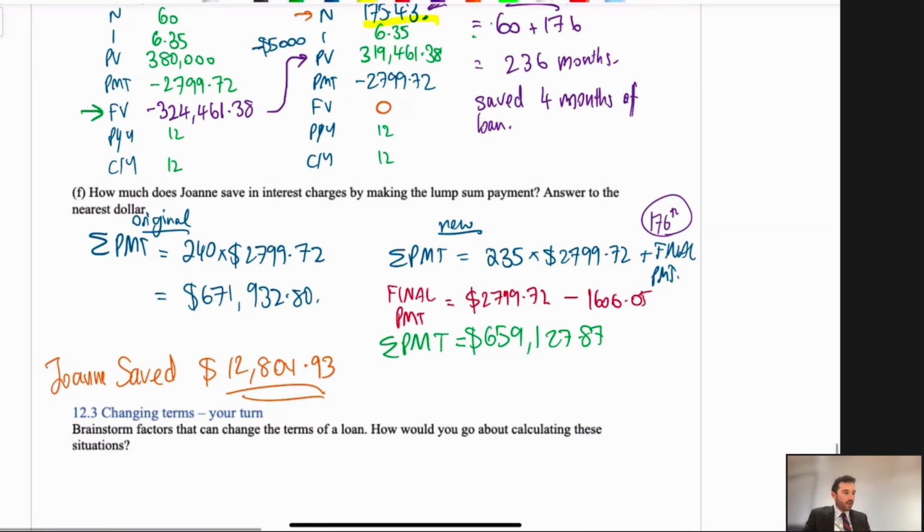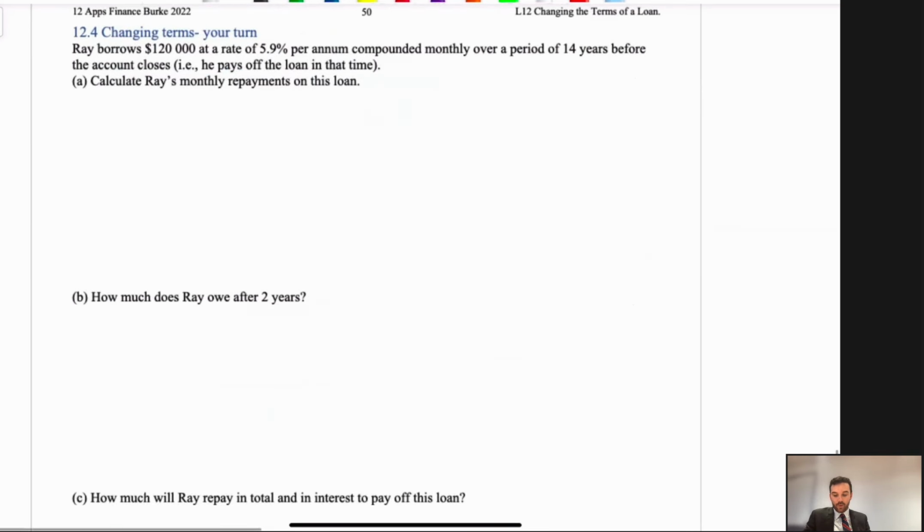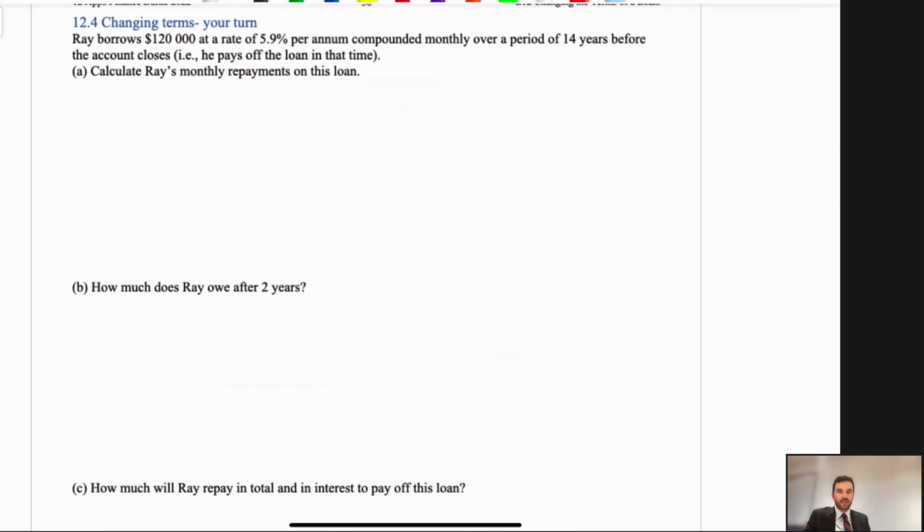So here we're going to be looking at 12.4, changing terms, and it's the your turn. So in this lesson, in lesson 12, we're looking at changing the terms of the loan.